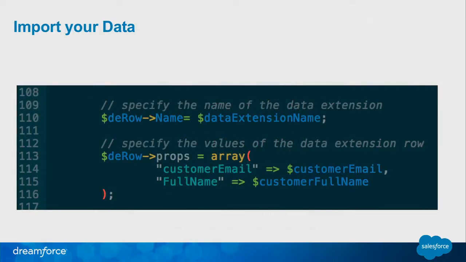After we've defined our data model, we're going to populate it. This is a simple example, so we're firing up one customer record. You can see we specify the customer email and the full name. But you might imagine a more complicated example where you're bulk moving all your data from your database to the data extension on the Marketing Cloud platform.